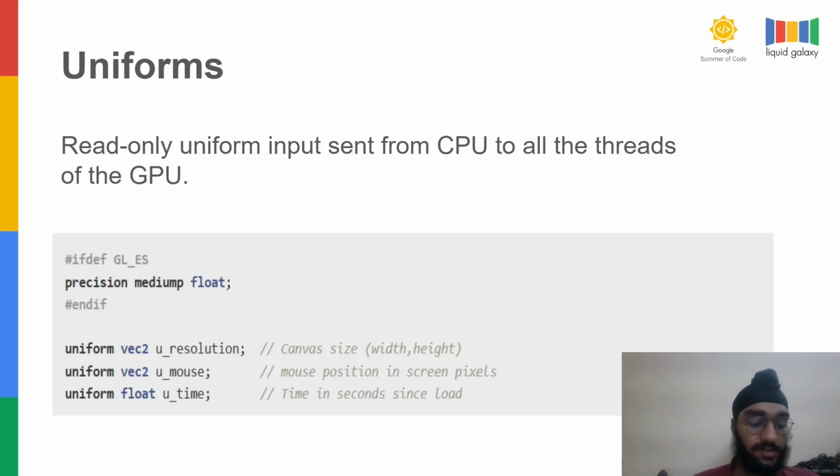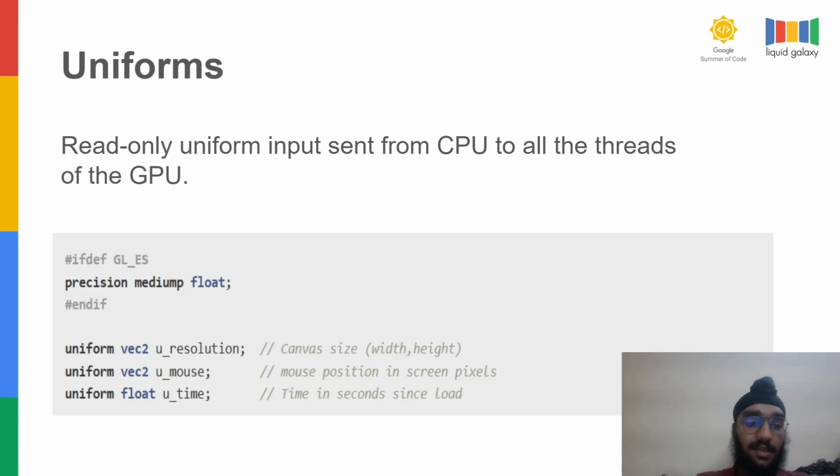Right, so we first need to understand uniforms. Because of the architecture of threads in the GPU, the input that we receive from the CPU for each thread is equal and is also read-only. So each thread will be getting the same data, and this data is known as a uniform because it is uniform for all the threads of the GPU.